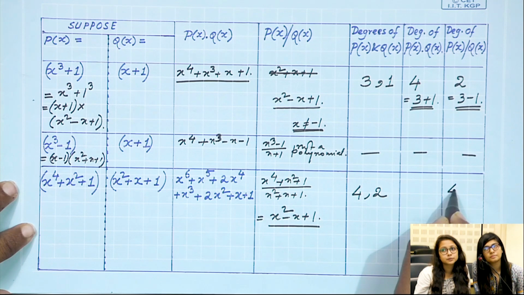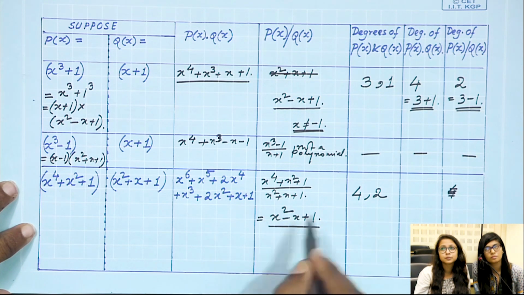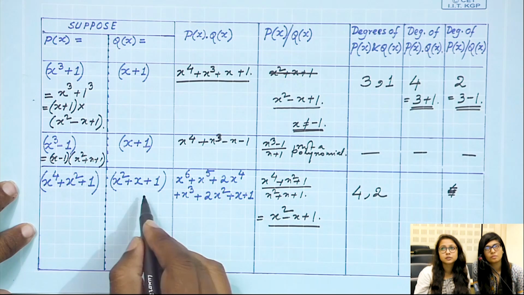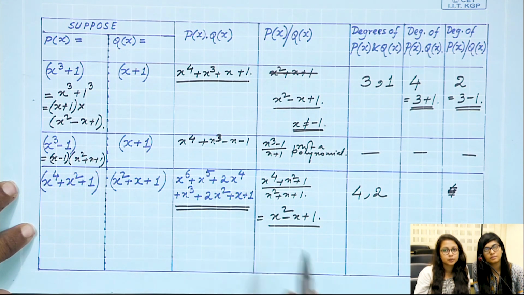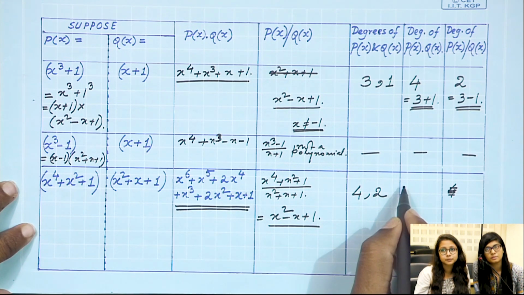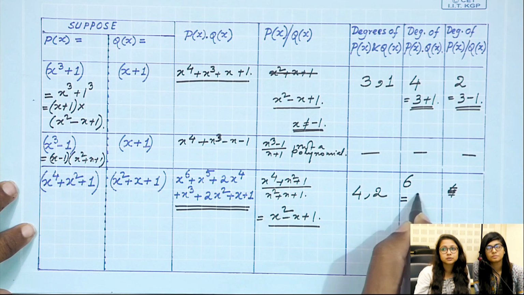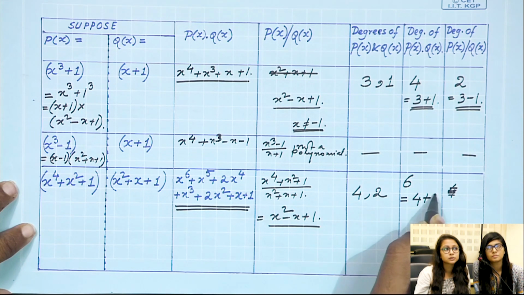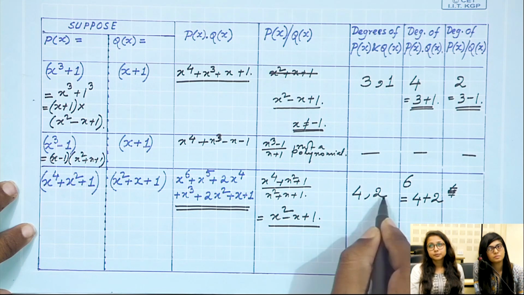4. Okay. But we are not considering the maximum here, just the degree of Px into Qx. Tell me the degree of Px into Qx. This expression is given for Px into Qx. What is the degree? Degree is 6. And 6 can be written in the form 4 plus 2. That is the sum of the degrees of Px and Qx.